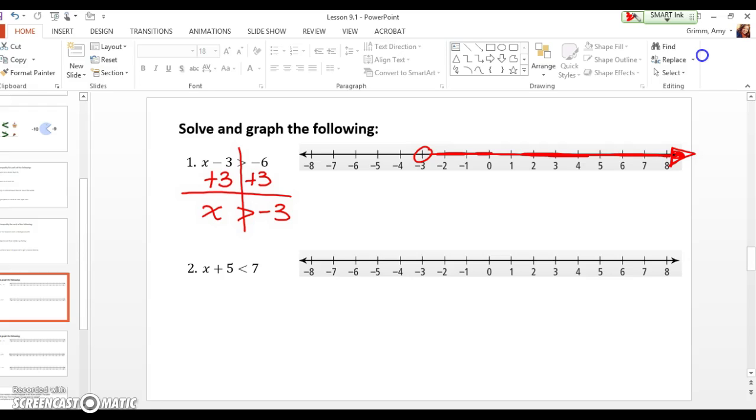Yes, this is where the other kids started saying, I can remember seeing this last year. You have to shade the circle in. Good, very good. All right. So next one.